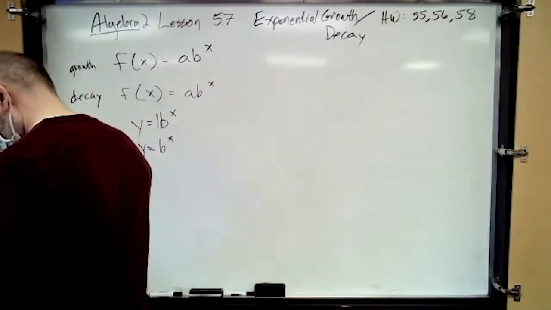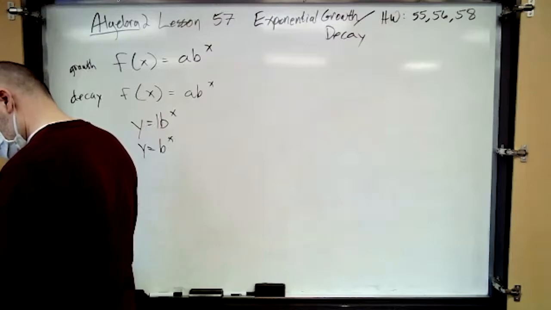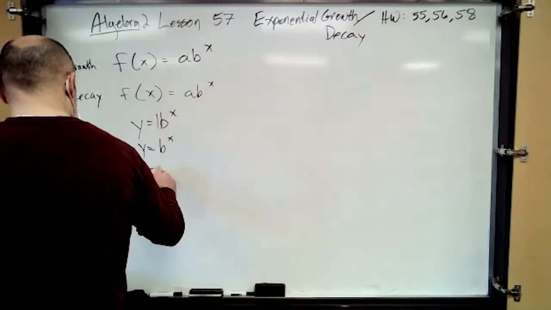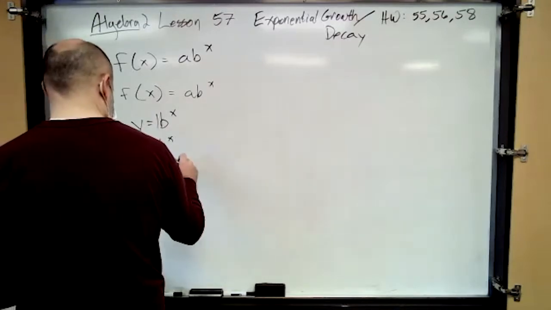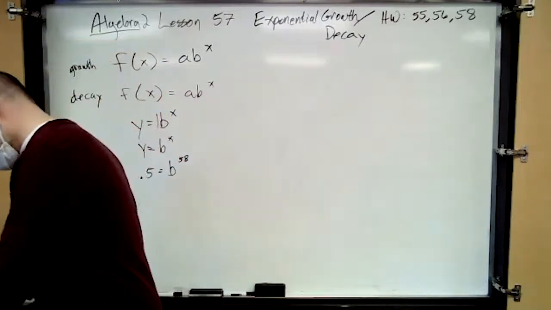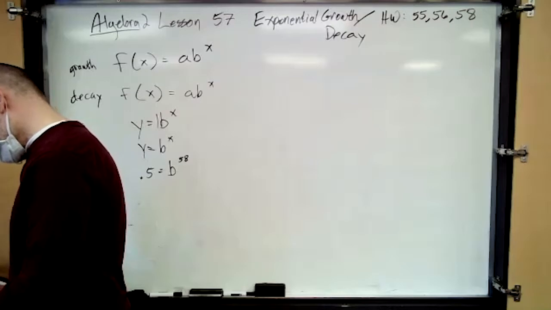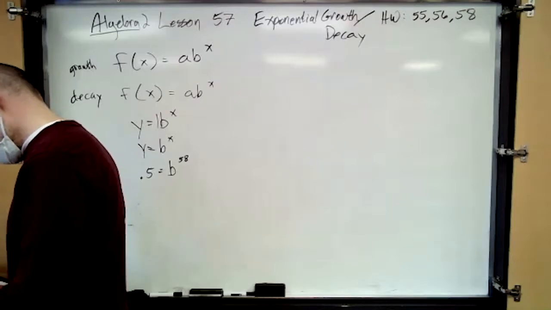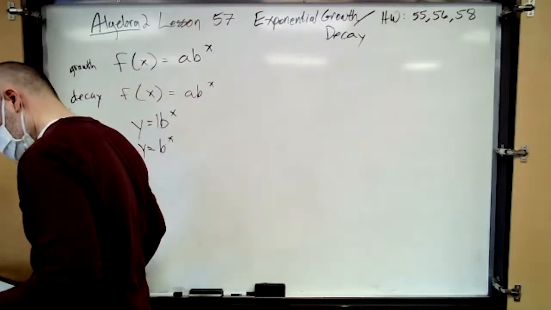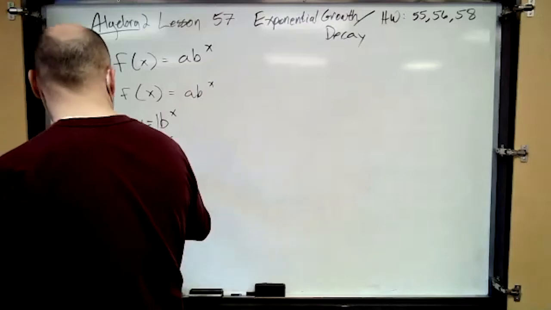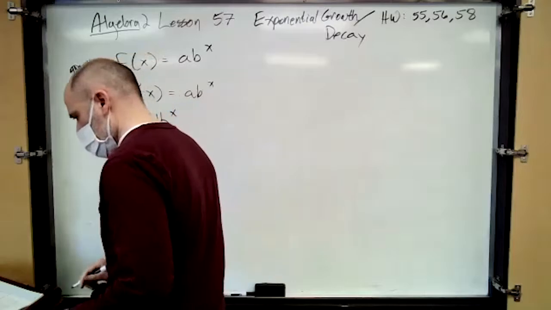So we want to know, half of it, 0.5, equals b to the 58. Yeah, so in 58 minutes, you're going to have half. So here's a data point: 0.5 is b to the 58. Okay?